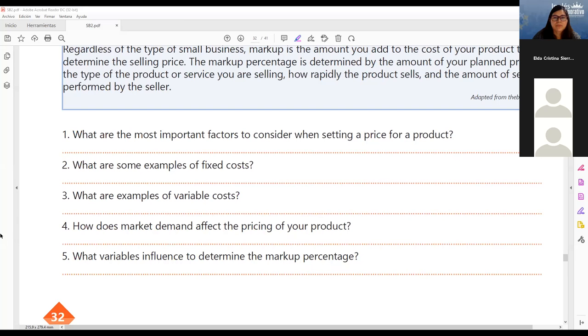Oh. We have to answer the questions, right? Okay. Okay, the first question is, what are the most important factors to consider when setting a price? I'm gonna share the screen. Let me know if you can see. Yes. Okay.